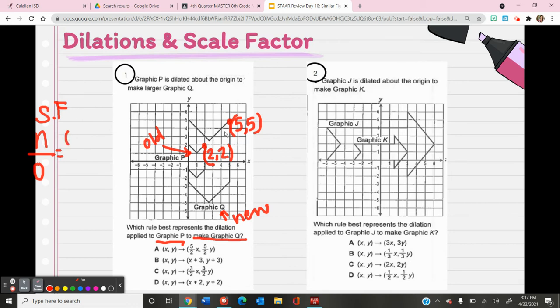So to find our scale factor, we can divide our x's or we can divide our y's. So here I'm going to divide my x's. So 5 divided by my old x, which is 2. 5 divided by 2 is 5 over 2. So here my scale factor is 5 over 2, which means A is my answer. I'm just taking that scale factor and putting it in front of x and y whenever it comes to an algebraic representation.